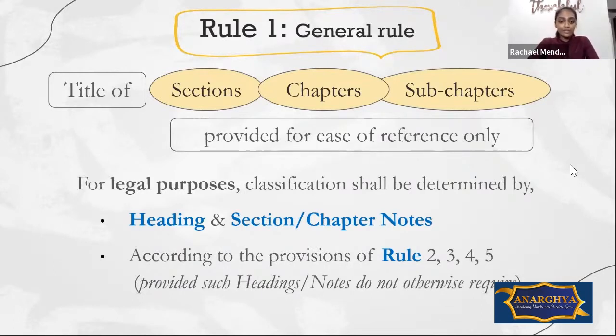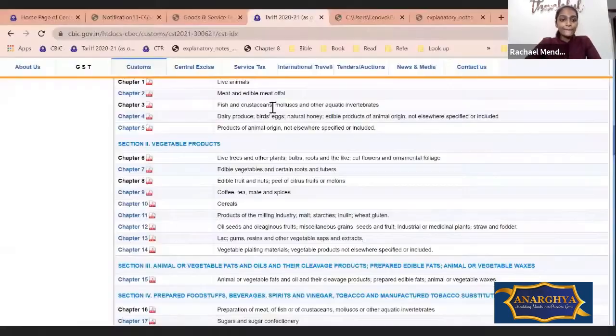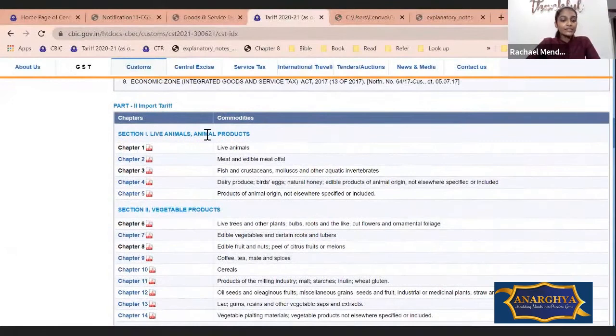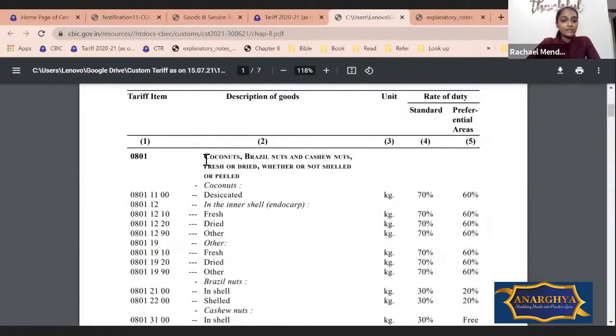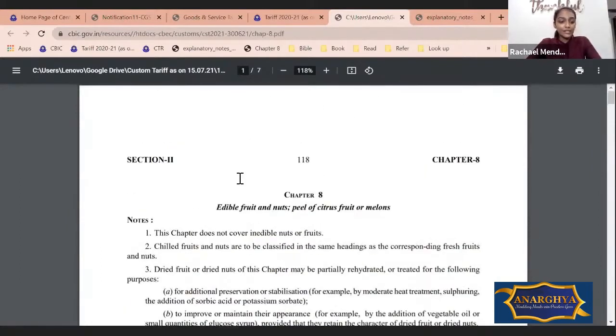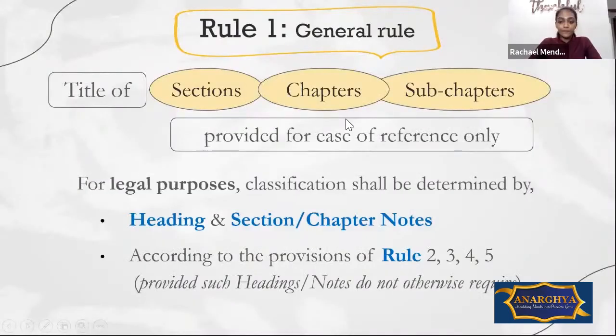So this rule in general says that in your Tariff Act, each section has a description and each chapter has a description. They're referring to these as the titles and telling you don't classify on the basis of these titles, but classify on the basis of headings, section and chapter notes. By headings, they mean the description that corresponds to the heading number. So every heading number has a description. You must use this for the purpose of classification, as well as your section and chapter notes, and apply the subsequent rules as well.